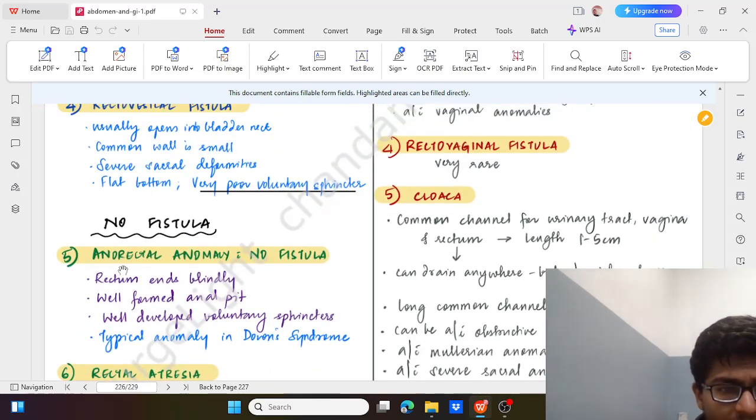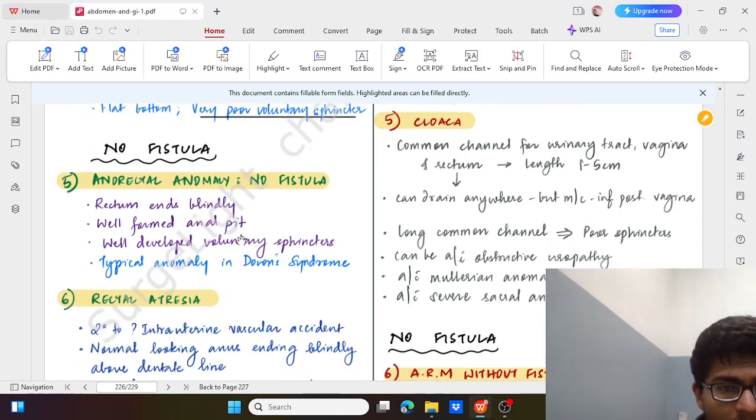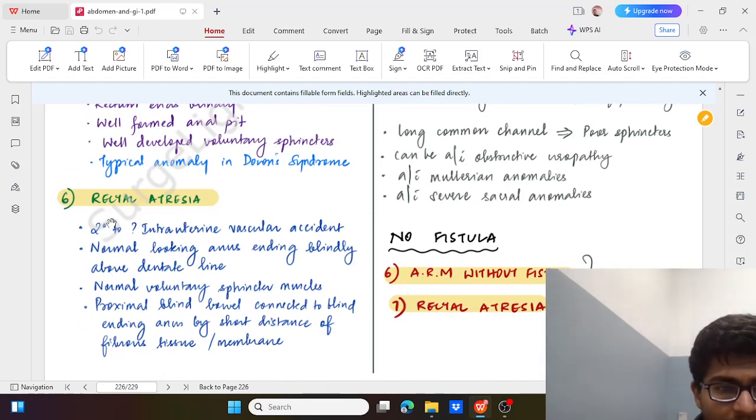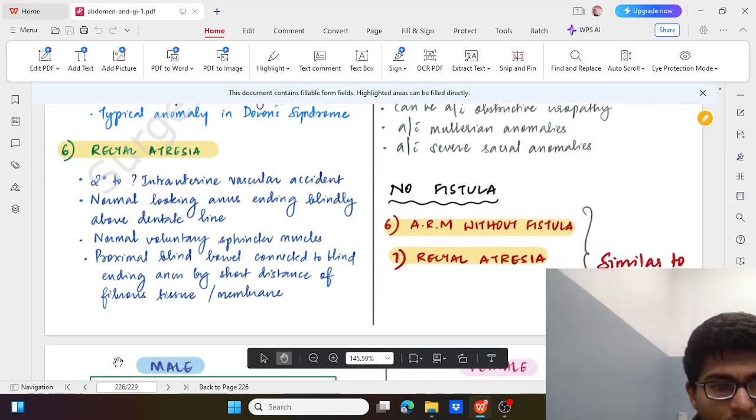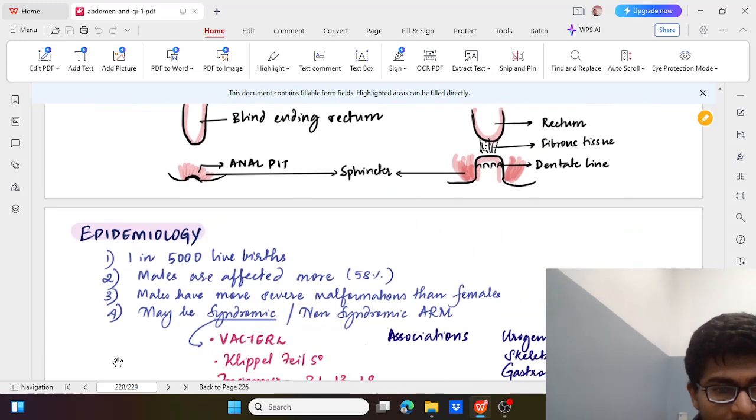Then comes anorectal anomaly without fistula. The rectum ends blindly, with a well-formed anal pit and well-developed voluntary sphincters, and it is associated with Down syndrome. And rectal atresia is secondary to an intrauterine vascular accident, with a normal-looking anus ending blindly above the dentate line, normal voluntary sphincter muscles, and the proximal blind bowel connected to the blind-ending anus by a short distance of fibrous tissue or membrane. So there will be rectal atresia.